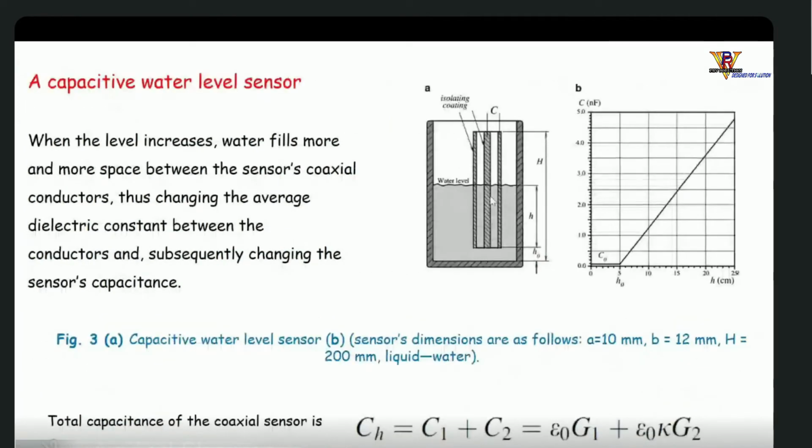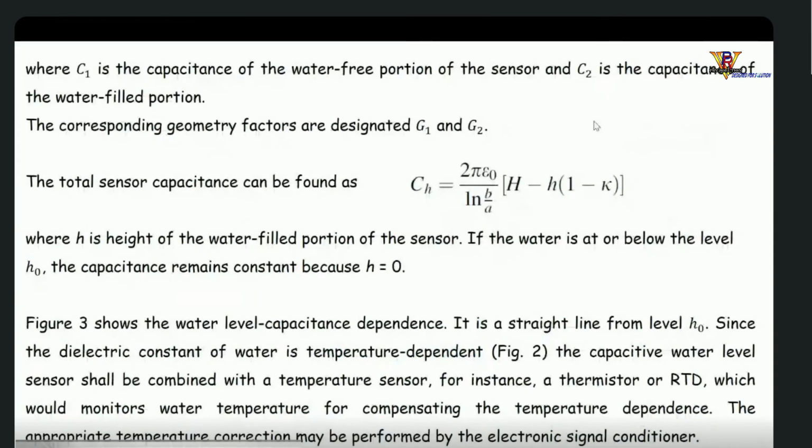If we look here, if the water level is below this, h naught, then this small h is 0, correct? Here small h is 0, and the capacitance will be given by this one. Okay, and this will remain constant. There will not be any change. So, if water is inserted inside this cylindrical capacitor, its capacity will change, and we can change directly.